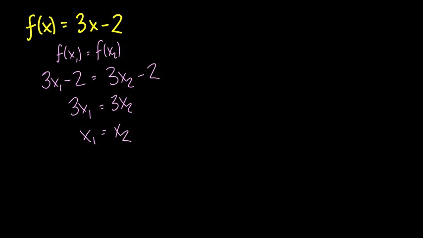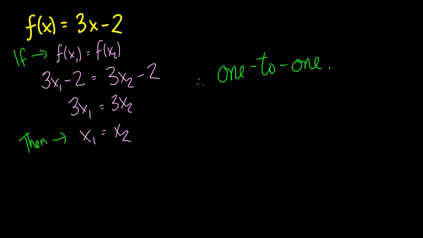So here's the thing: if f of x1 is equal to f of x2, then we find that x1 is equal to x2, therefore we know that this function is going to be a one-to-one function. That means that any value we put into x is going to have a unique output. That is, if we pick two different x's, they're never going to get the same output.